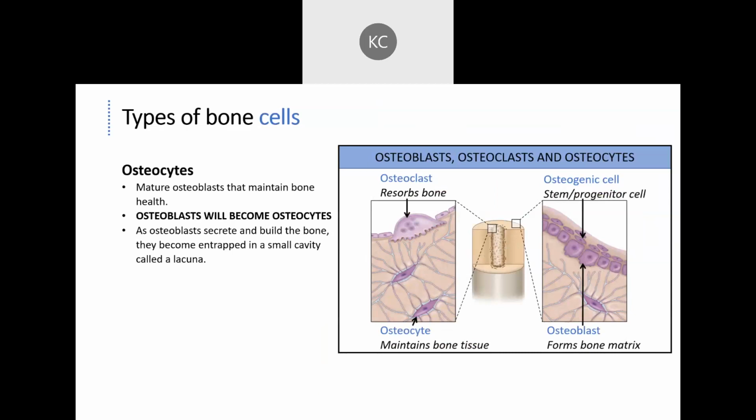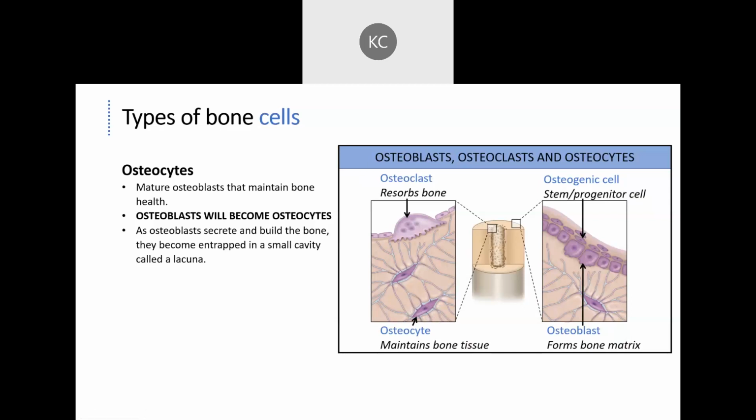Now the osteocyte, we said that it becomes trapped in this space, in this opening, and this is called a lacuna, or lacunae if you're talking about multiple. So here, this purple cell is the osteocyte, and you can see that it's within this hollow space. The space is called the lacuna.